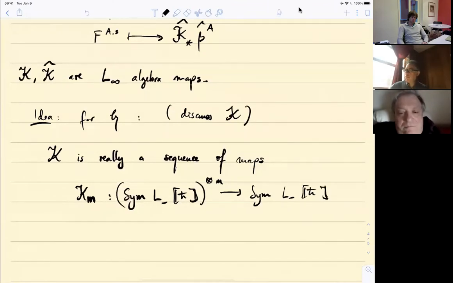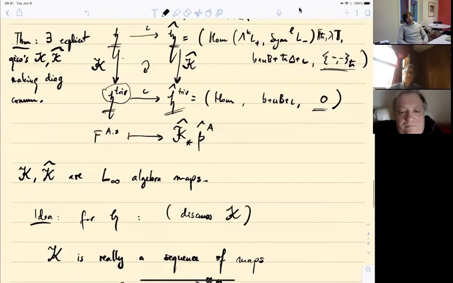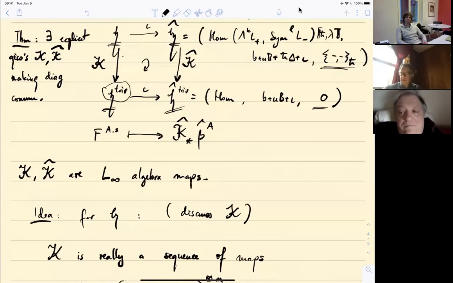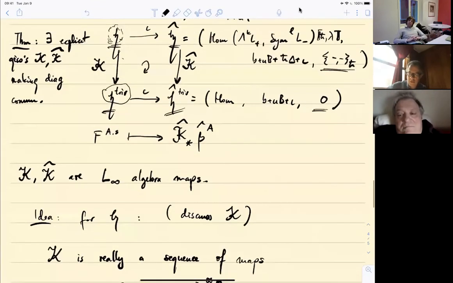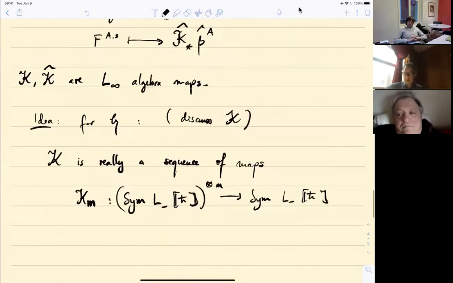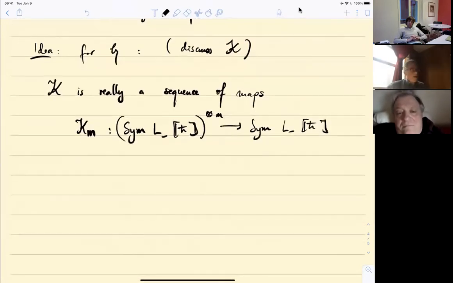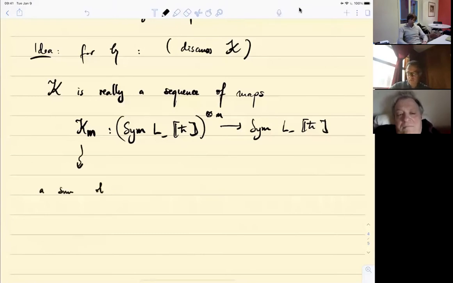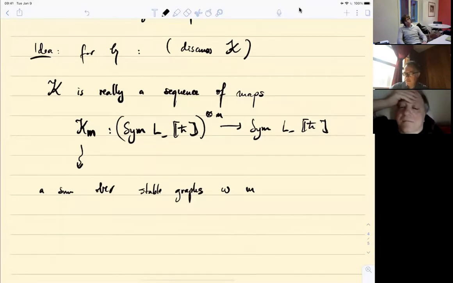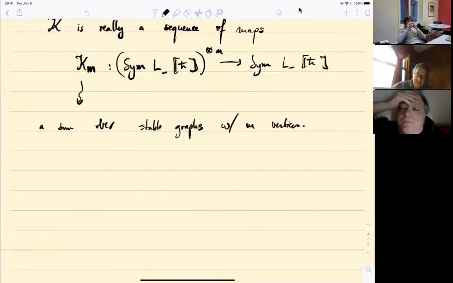So you need to remember that an L infinity map is not just one map. It's a sequence of maps which take more and more inputs from here and always produce outputs in here. All right? So each one of these K_M will be described by a sum over what are called stable graphs with M vertices. I'm not going to give you the full definition, but it's something like this.